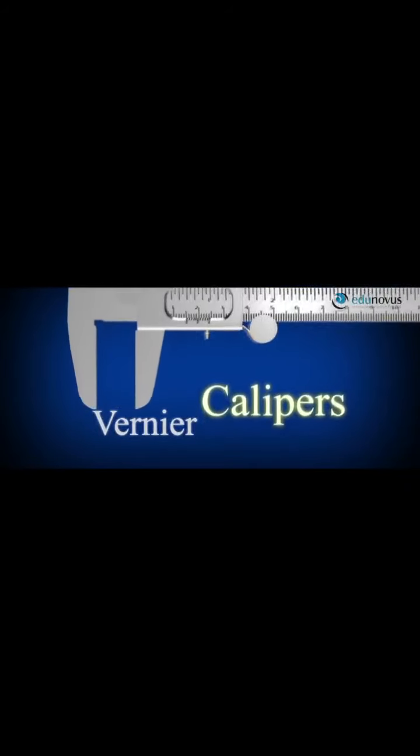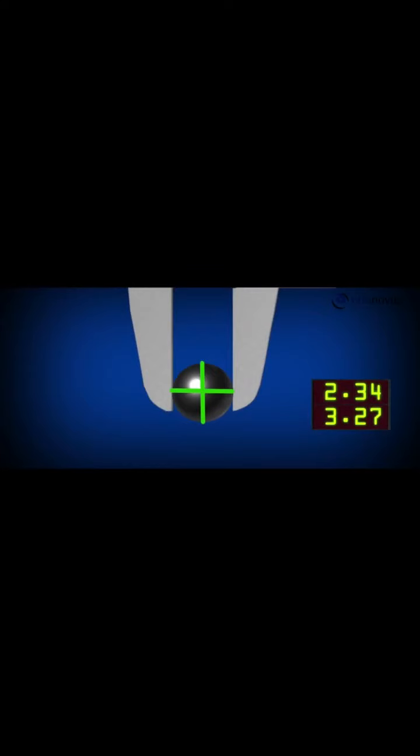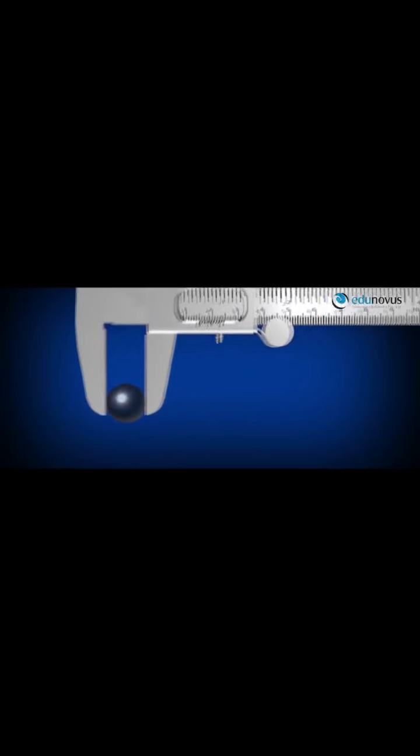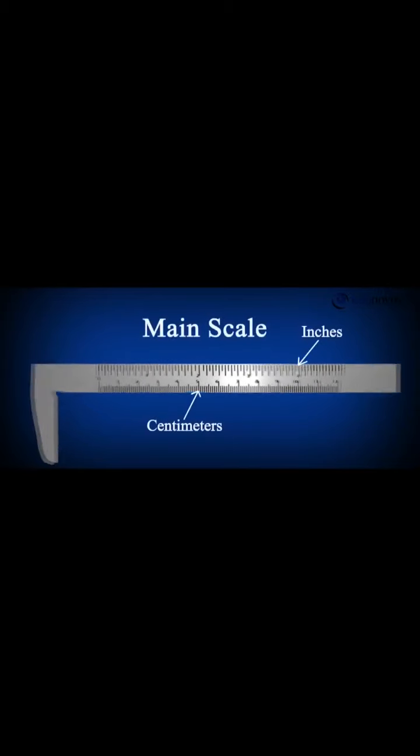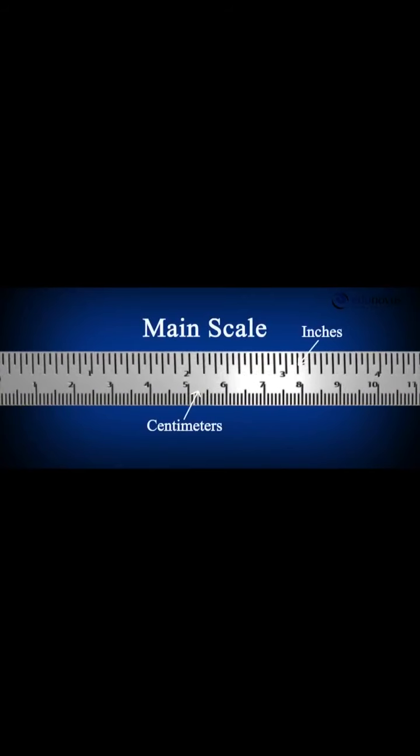The word calipers means any instrument with two jaws which is used to determine diameters of objects. Vernier calipers was invented by a French mathematician, Pierre Vernier, in 1631, and thus the name vernier calipers. It consists of a long rectangular metal strip which has a fixed jaw on one end. It is graduated in inches at its upper end and centimeter at its lower end, which is called the main scale.